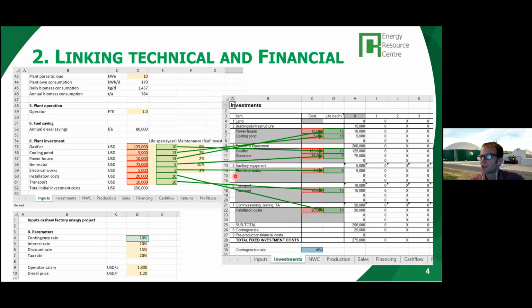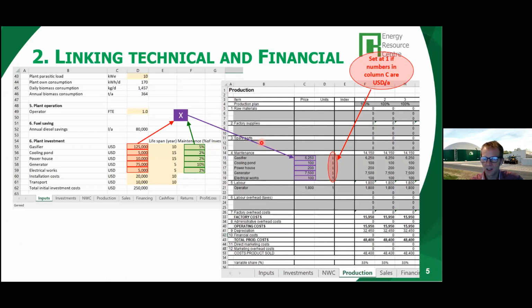Second step, similar, the expected lifespan of equipment and parts of the energy plant would have to be put in the same sheet under the column technical life, so that the corresponding lifespan would be noted with the different investment cost items.